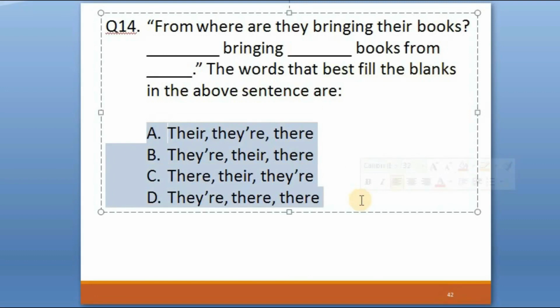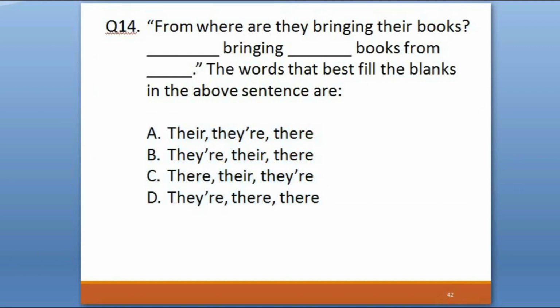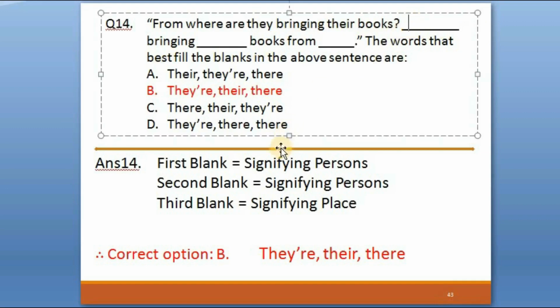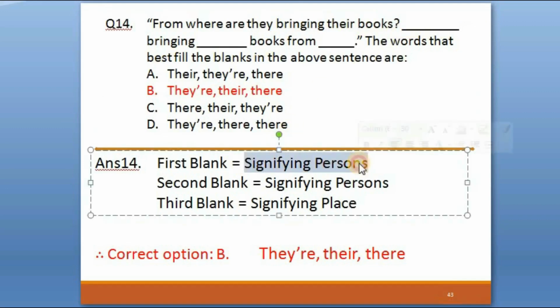So again, let's analyze this statement. As you see here, this first blank, from where are they bringing their books? Dash bringing. So the first blank is actually signifying some person, right? Dash bringing dash books. Again, the second blank is representing the persons, and books from dash, the third blank is representing a place.